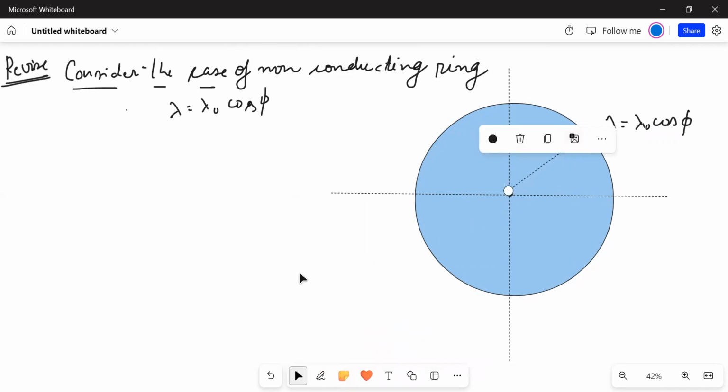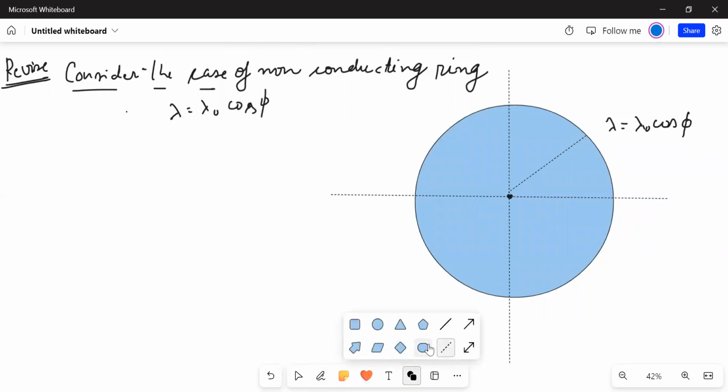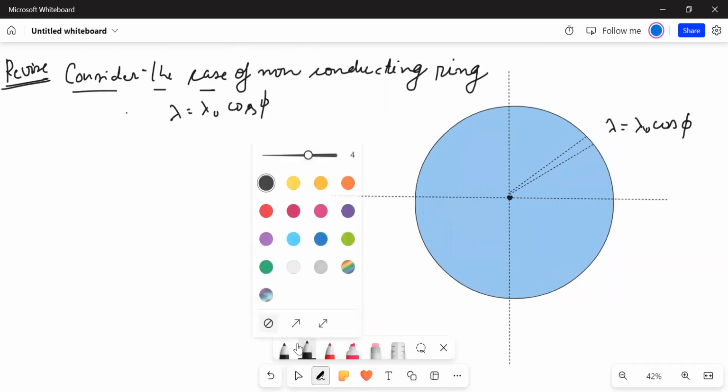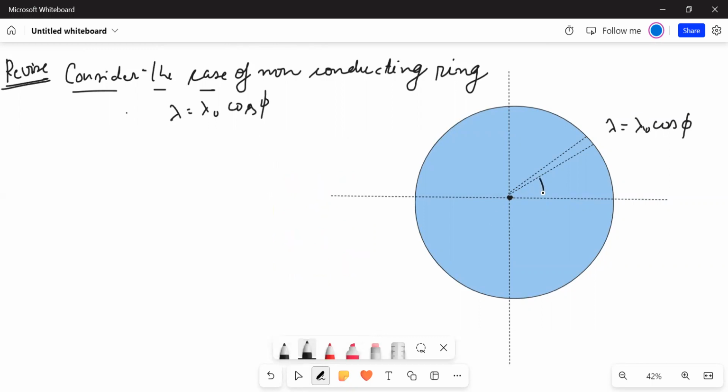Let's say this is an angle phi here, and this is d phi. And what would be the arc here? This arc is literally r times d phi.